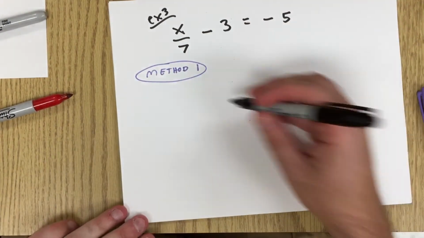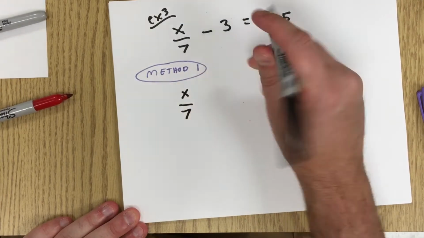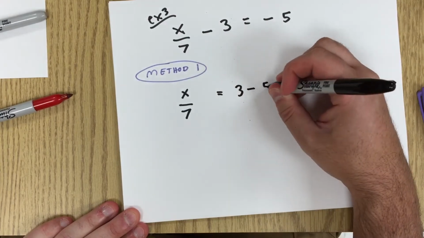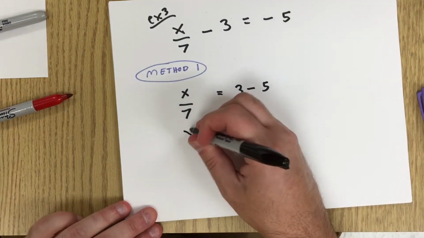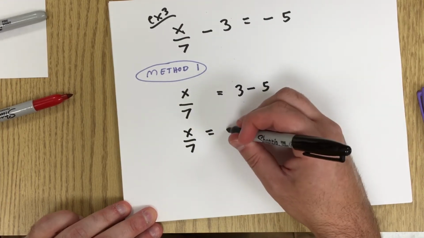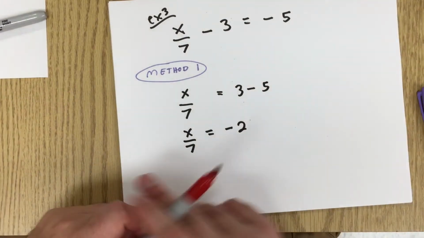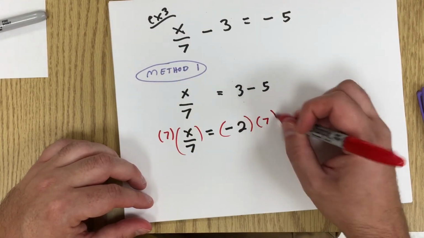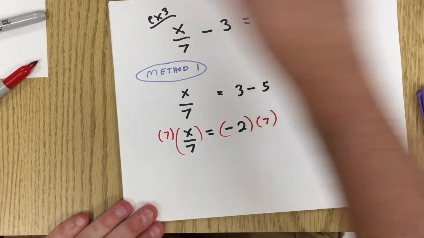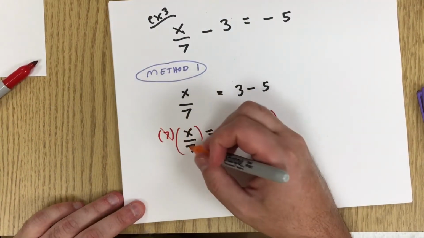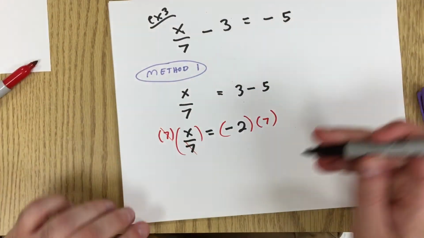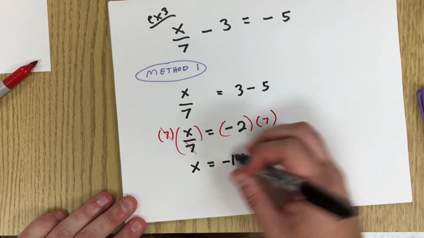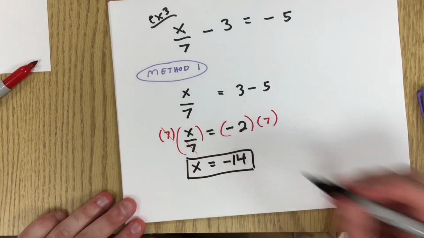For method 1, we have the minus 3, and we're going to bring it to the other side. That's going to give us plus 3 minus 5. This is probably the better way to do it. x over 7 equals 3 minus 5, which is negative 2. Now we're going to get rid of the 7 on the bottom by multiplying by 7. These cancel. And we get x equals minus 2 times 7, which is minus 14. And that was it. That wasn't that terrible.